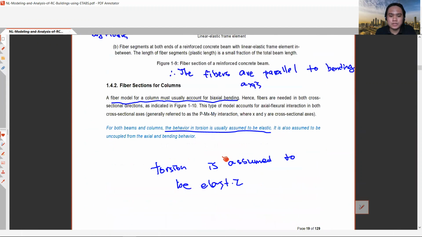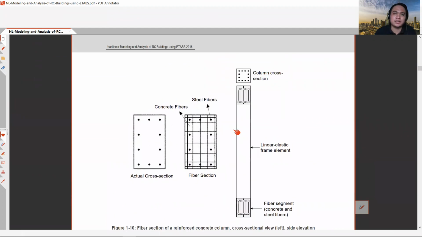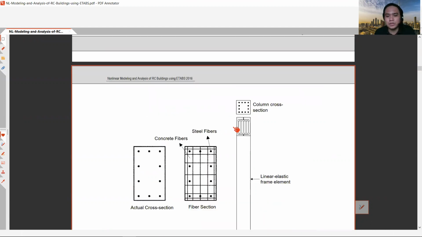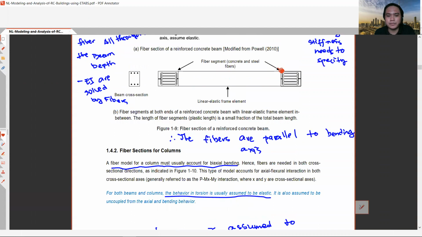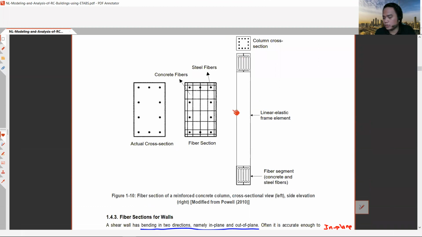So for the columns naman, the fiber section for the columns are considering the bending in X and the bending in Y direction. Okay, so bending in X and Y direction. So ibig sabihin, yung fiber section na gagawin natin is bending in Y and in X axis like this one. And also, kung mapapansin natin, there is some part lang ng fiber segment na kino-consider, hindi yung whole segment. Okay, so this one is for the column.